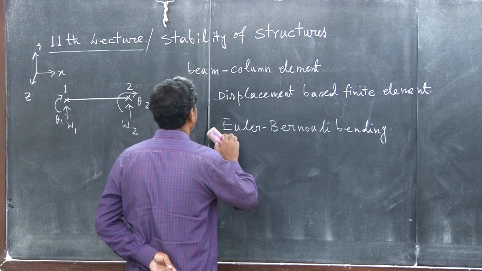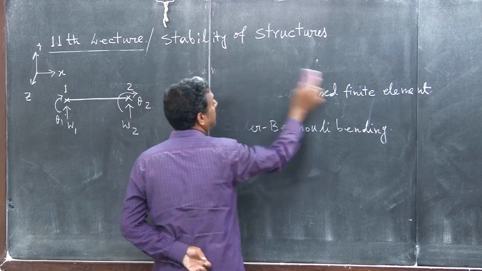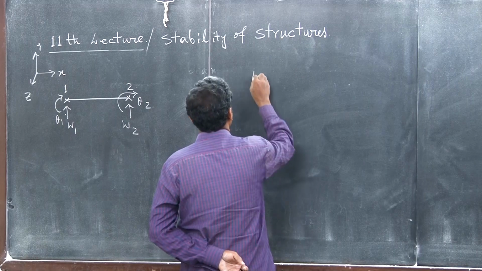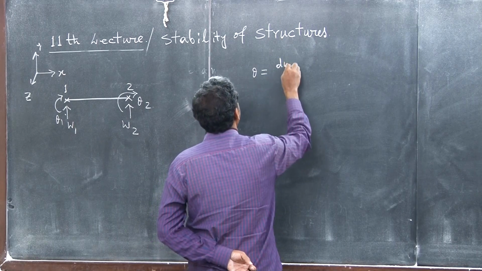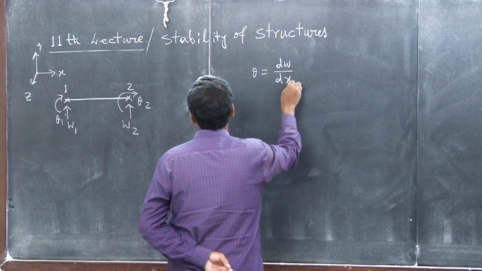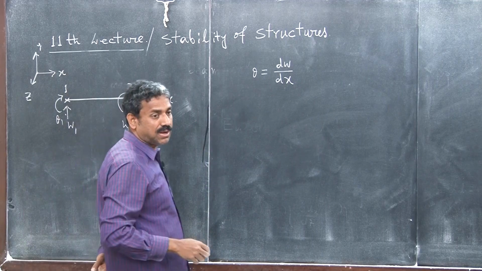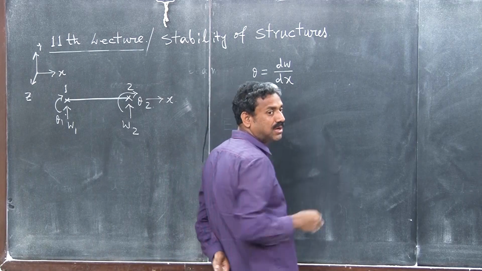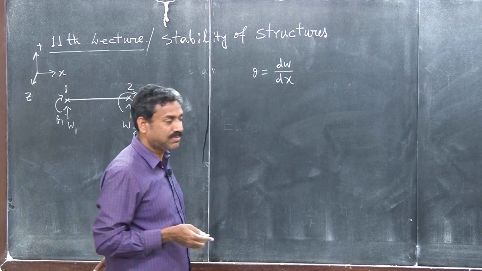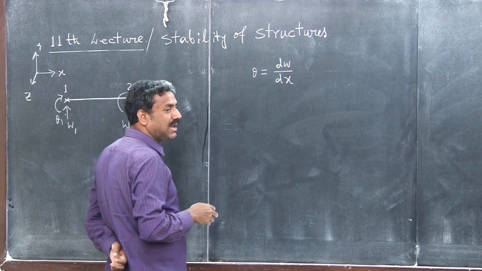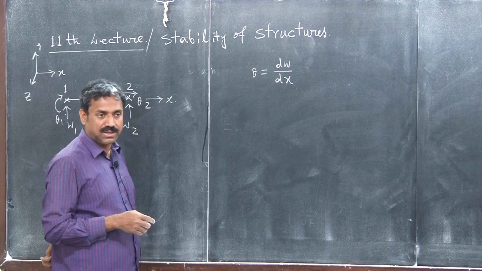So then what is going to happen? Then we can essentially write theta is nothing but dw dx. That is possible, right? Because plane sections remain plane before and after deformation, right? Theta is equal to del w del x. We don't have additional shear deformation, right? So the first step is interpolation of the displacement field, right?